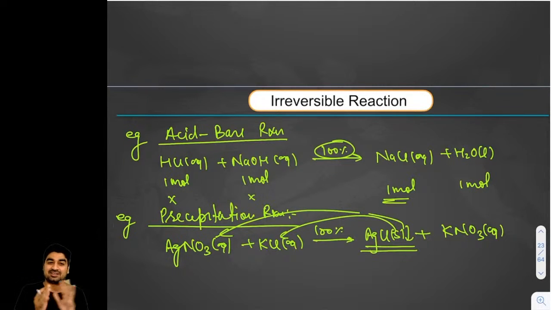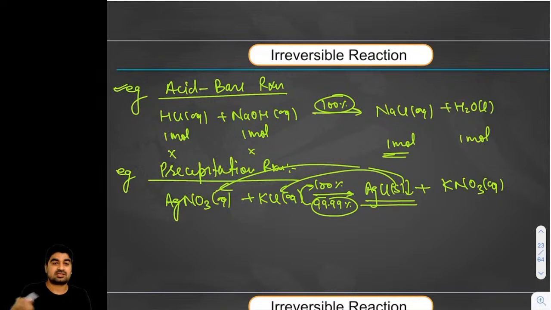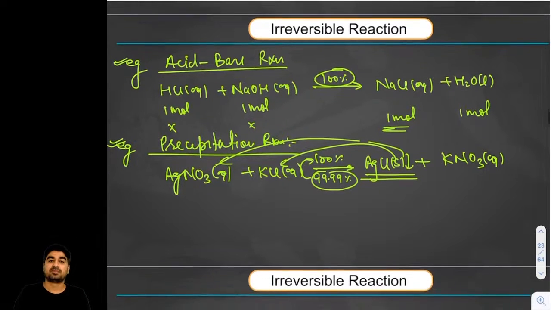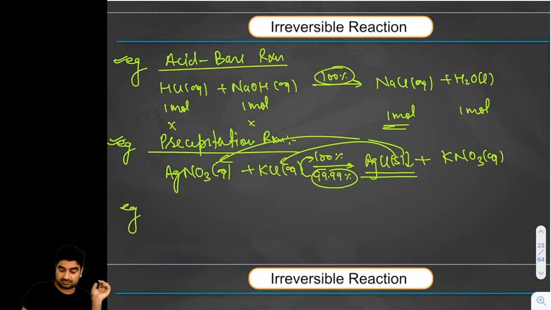Actually, in this world, nothing is perfect, so they never go to 100%. Although they move to 99.99%, we consider it as 100% because that 0.01% is useless for us. We can say it is almost 100%. So acid-base reactions are generally irreversible. Precipitation reactions are generally irreversible. There is one more case, decomposition reactions.